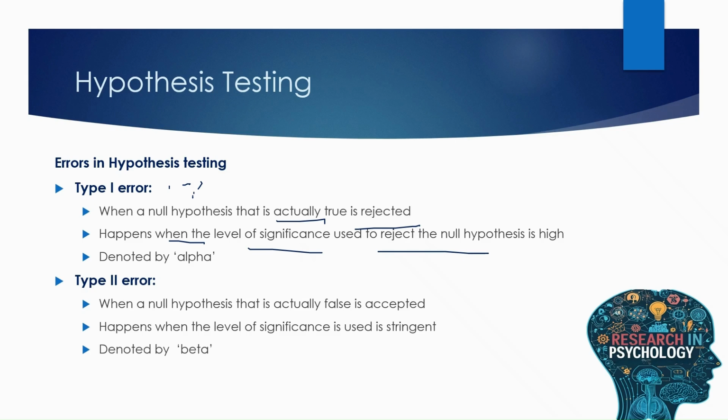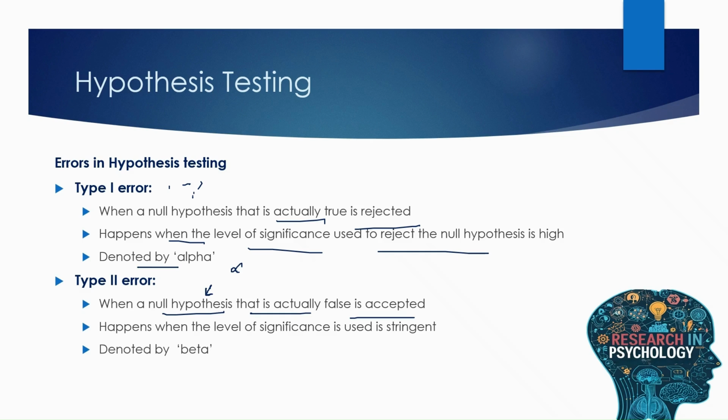Okay, this is denoted by alpha error. This we also call alpha error. Now, what is type 2 error? When a null hypothesis that is actually false is accepted. This means the null hypothesis is false, so there is a significant difference between two means, but you are accepting the null hypothesis and taking that there is no significant difference between the two variables.